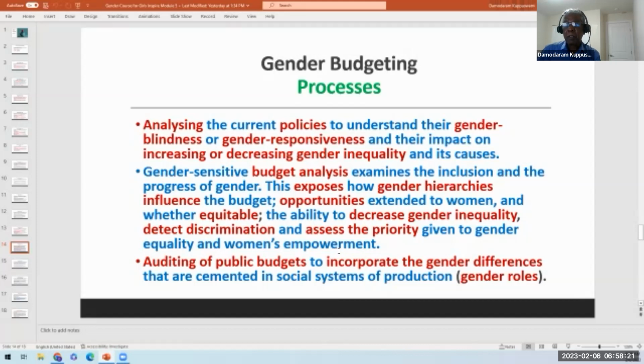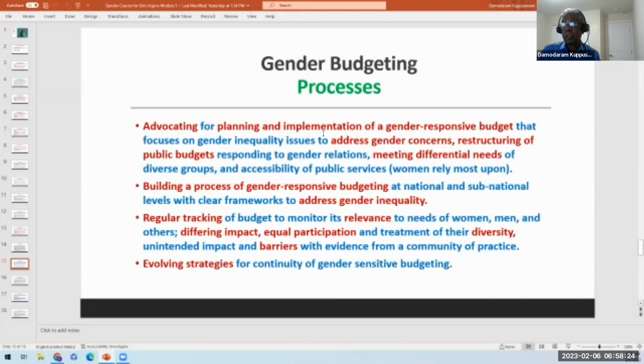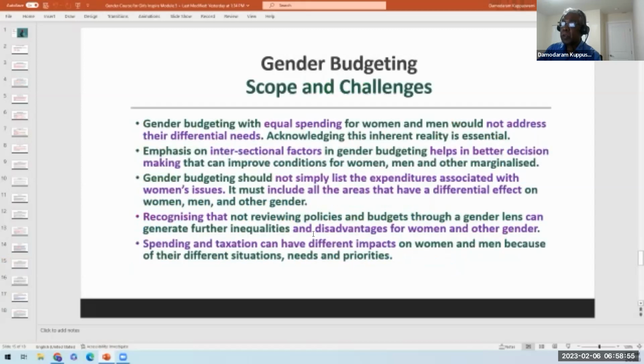How do we look at gender differences in terms of there being a gender responsive budget that addresses the gender norms, restructuring budget to meet differential needs, building a process of gender responsive budgeting through a regular tracking of budget to look at how relevant the allocation is, how equitable it is in spending, what impact it has, what barriers exist, so that it helps in meeting the differential needs and improving our decision making with an understanding of intersectional factors.